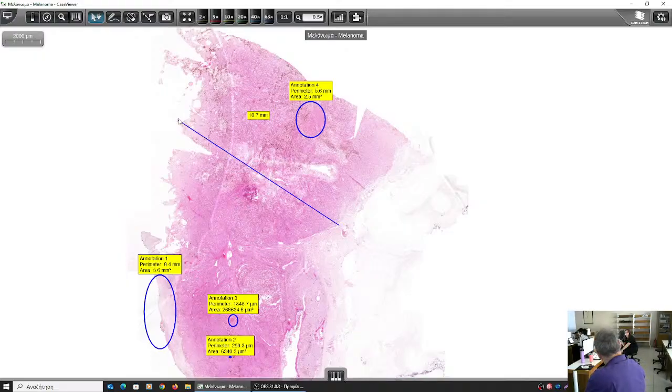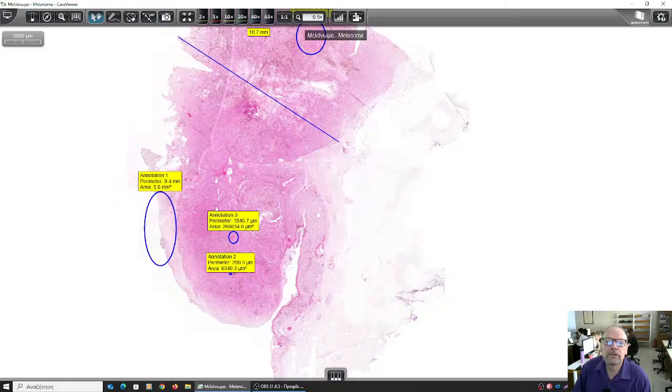The immunomarkers are melan-A antibody, or MART1, HMB45, and SOX10, I think. Check it up for me, please. SOX10. Okay, this was the malignant melanoma.